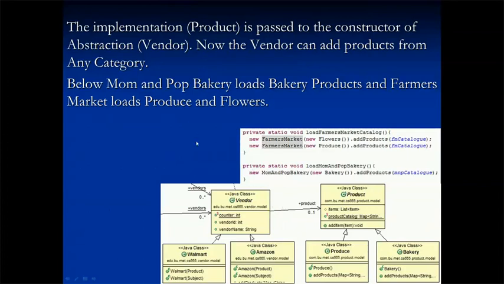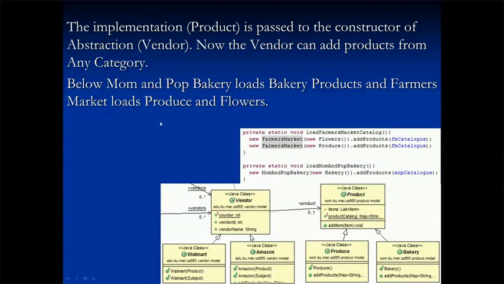So here is a quick implementation. The implementation, product, which is on the right side, is passed to the constructor of the abstraction, which is the vendor. If you see here down, say Amazon, Walmart, they have a constructor here, the product. This is actually the right-hand hierarchy. This one product can be a million products, because all are of type product. You can have produce, bakery, toys, flowers, chocolates, anything you wish.